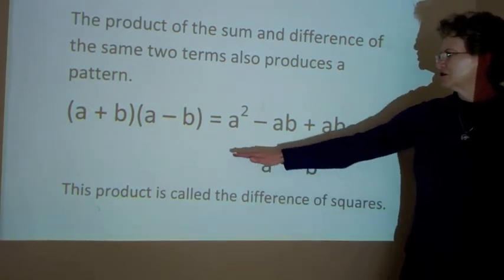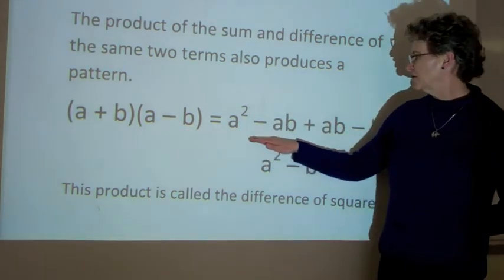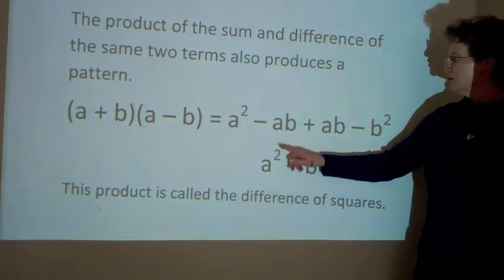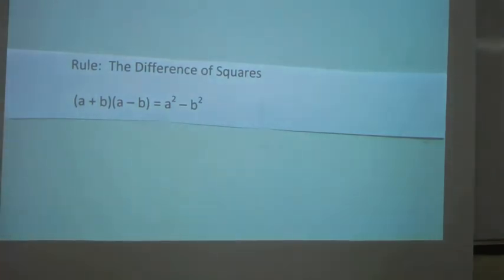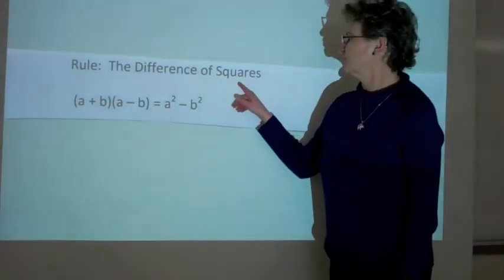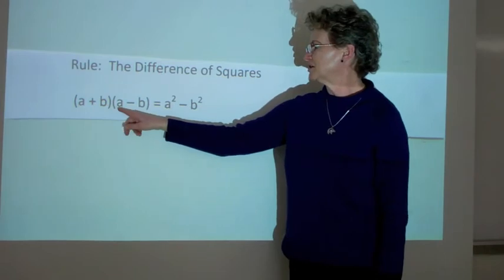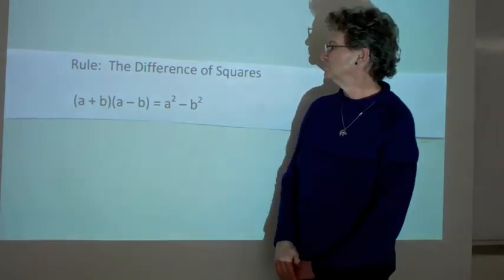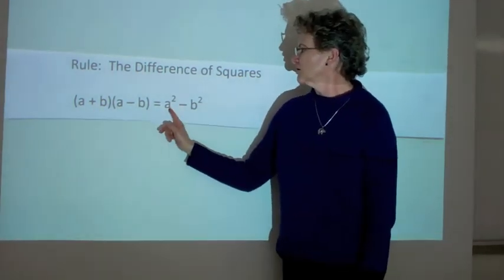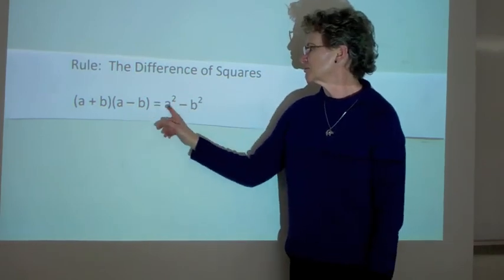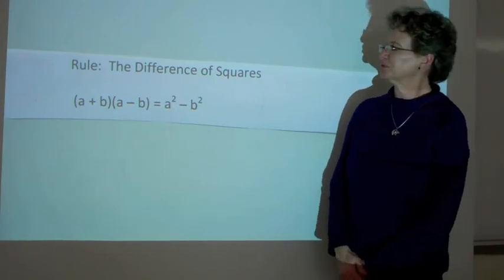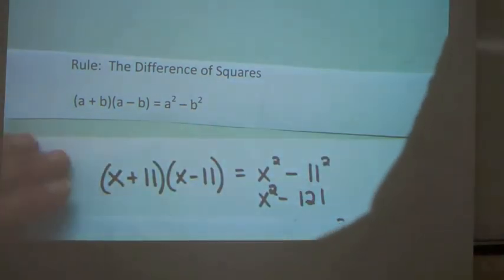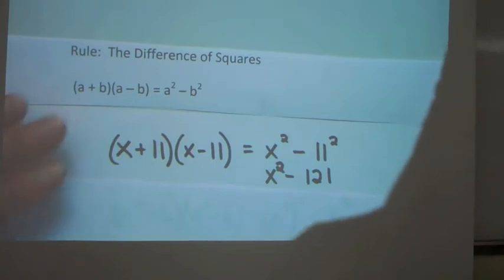You will see that every time you find the difference of squares, this pattern happens, where the two middle terms cancel each other out. So that is our rule. Our rule states the difference of squares: when you have a plus b times a minus b, it's equal to the first term squared minus the second term squared. So pause the video and write down this rule. We'll be using this rule tomorrow. Let's look at an example of what we will be doing tomorrow.